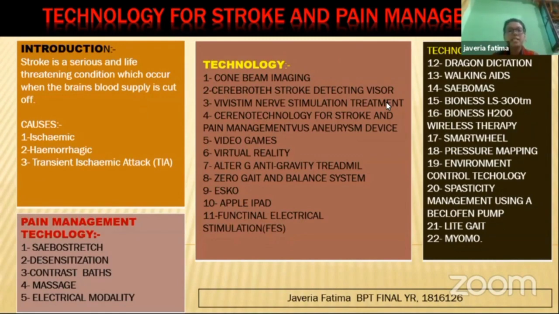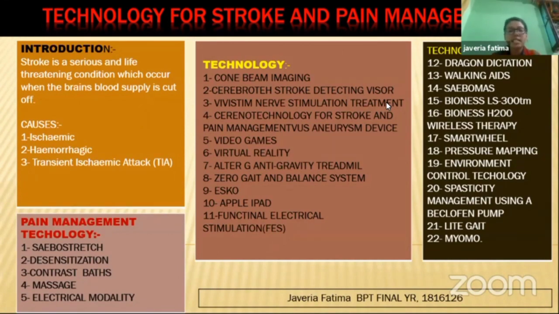Next is vagus nerve stimulation treatment. Vagus nerve stimulation treatment gets paired with the motor movement during rehabilitation, which helps in motor functioning and also for learning and memory purposes.